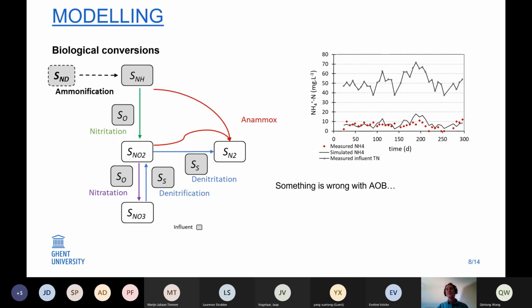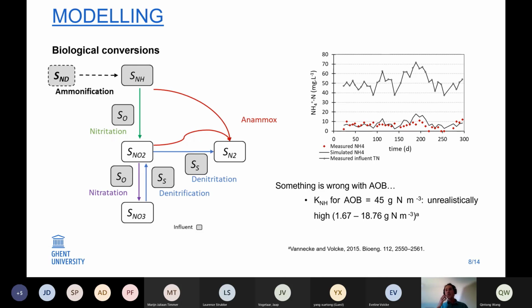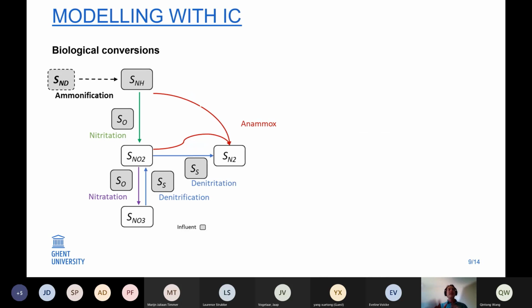Okay, but something was wrong with the AOB in this case. Just to give you an example, in order to get this good fit, we had to adapt, for instance, the half saturation coefficient related to ammonium for AOB to a very high value, which is unrealistic considering values published so far in the literature.